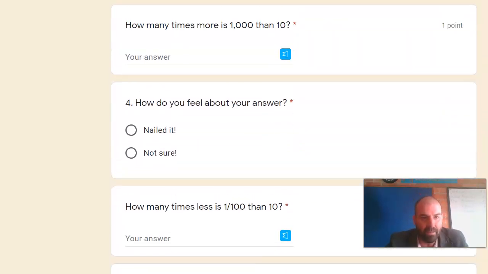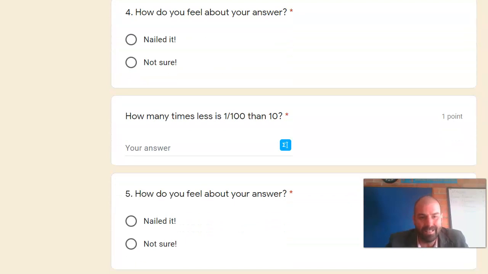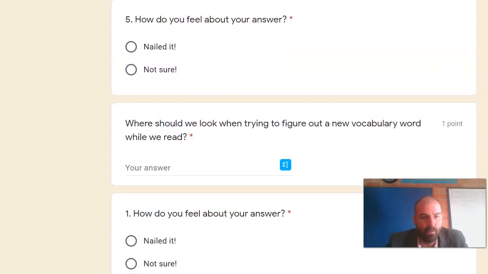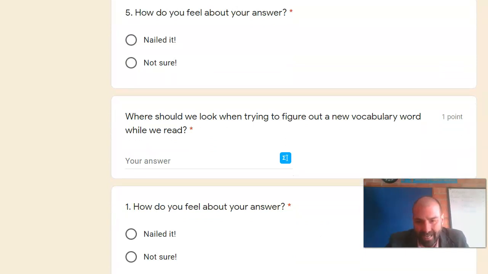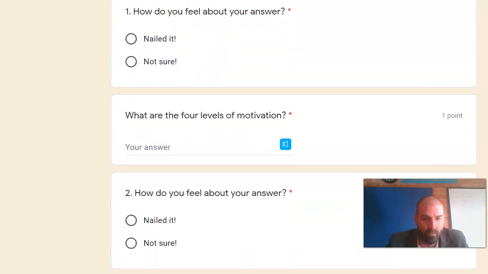All right. How many times more is 1,000 than 10? It's 100 times more. 10 times 10 is 100. Times 10 is 1,000. How many times less is a 1/100th than a 10? It's 1,000 times less. Where should we look when trying to figure out a new vocabulary word while we read? In and around the word.